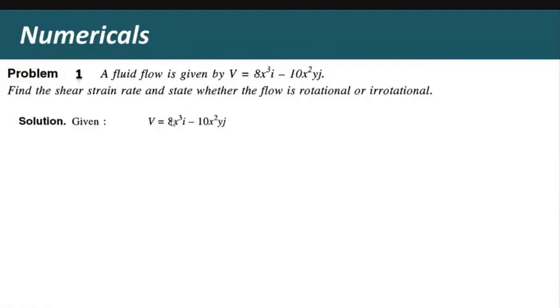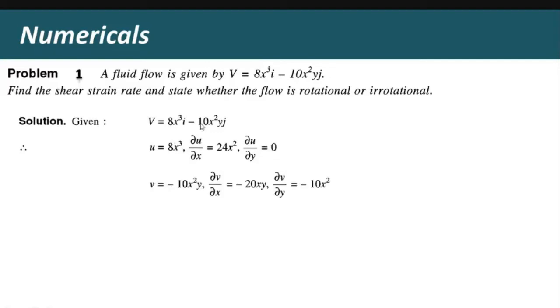So first of all, vector V is given by 8x³ i − 10x²y j. OK, so from this we can say u = 8x³ and v = −10x²y. Therefore u = 8x³, so ∂u/∂x: 8 stays constant, and what is the differentiation of x³? It is 3x². So 3 × 8 is 24, so it is 24x². Similarly, we can find ∂u/∂y. Differentiating with respect to y, there is no term of y, so it will be 0.